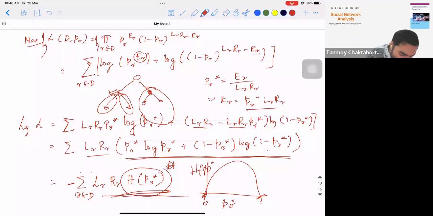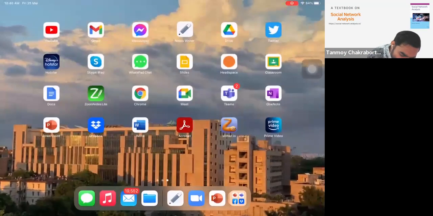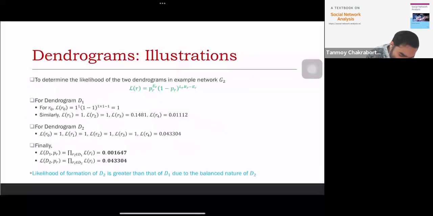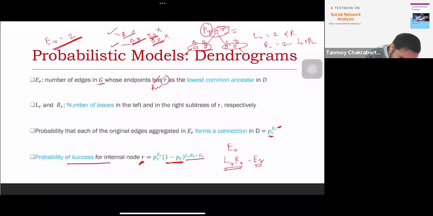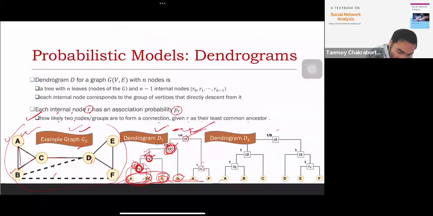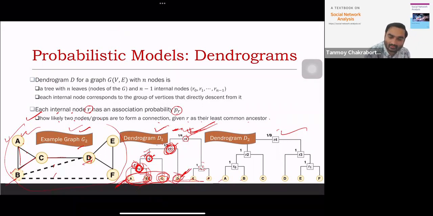Okay, so now if we want to predict the link, let's assume that these are the two suboptimal dendrograms that you opted. Now you want to understand the similarity between node A and node D, or say B and D, whether B and D are connected or not. What you do is look at the least common ancestor of B and D. What's the least common ancestor of B and D here? R3, and the probability is 1/3.